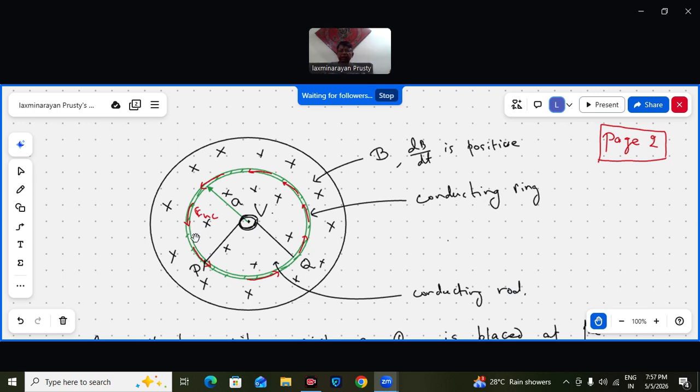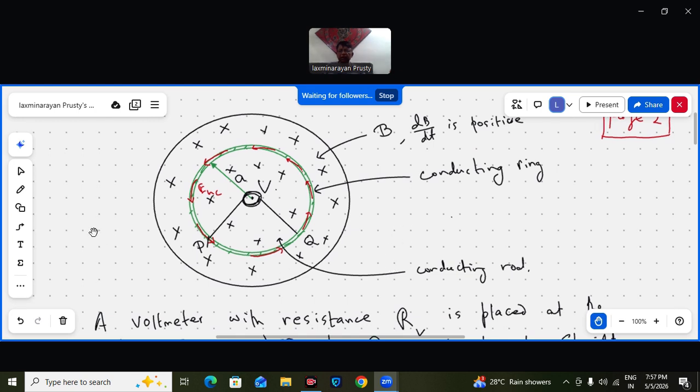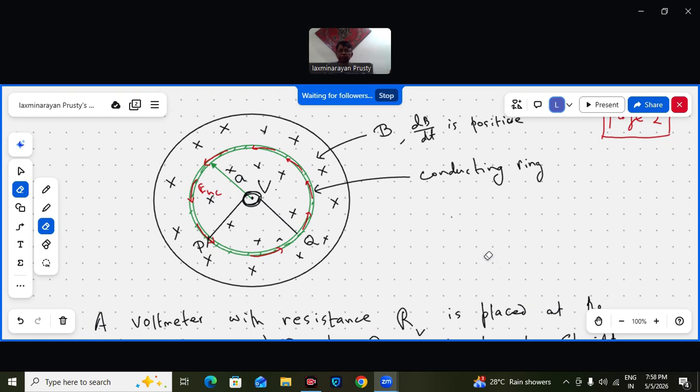This is the conducting ring. P and Q are 2 points. Same previous case: B and dB by dt is positive. There is no conducting rod here, so I need not have this line. This is the voltmeter placed at the center of this cylindrical region, and through two straight conductors it is connected to the point P and point Q.